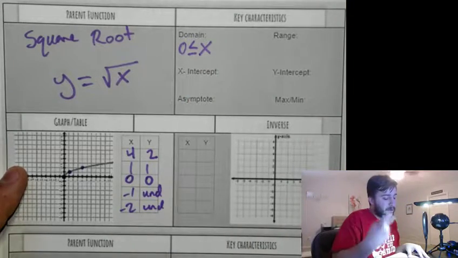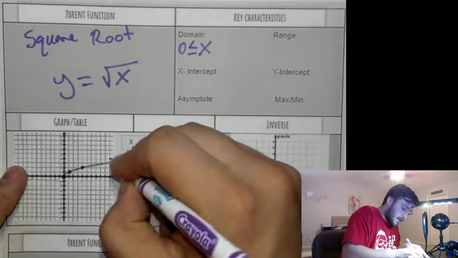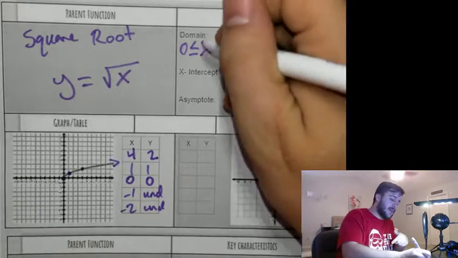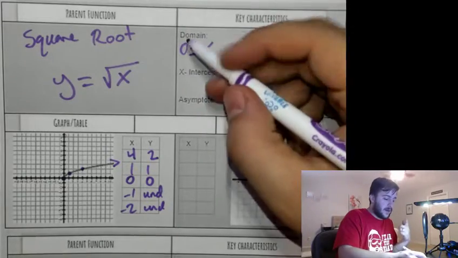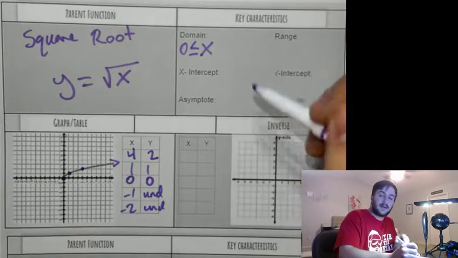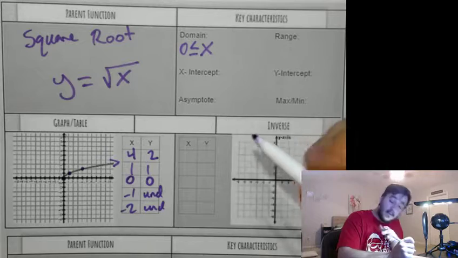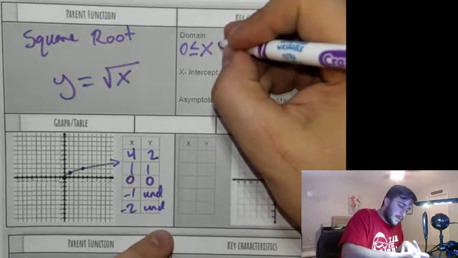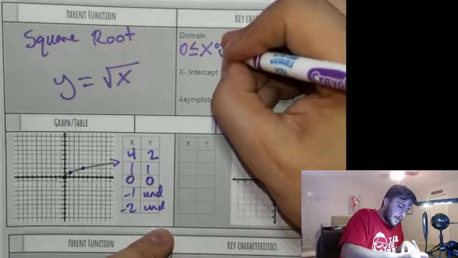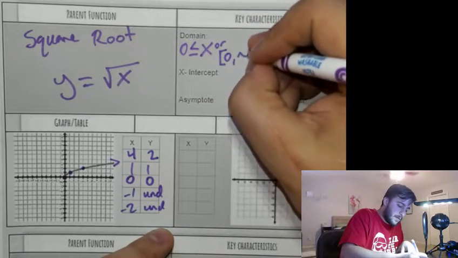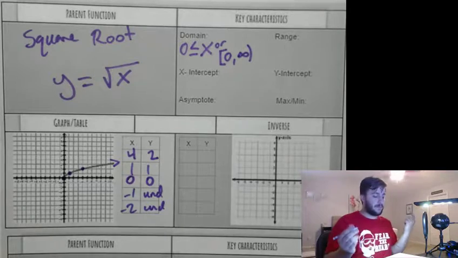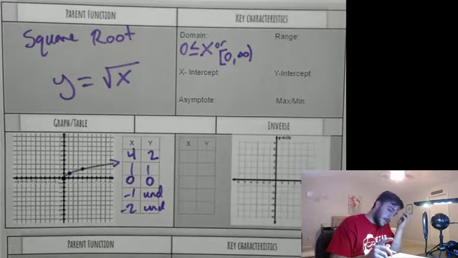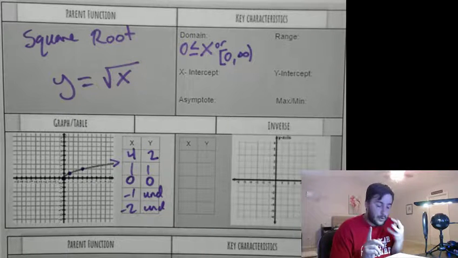Okay, and then I'd be thinking about what my biggest x would be. But there's not one. It's an arrow. It keeps going. It keeps going. So any x that's greater than or equal to 0, or 0 has to be less than or equal to x. So any of those x's that are bigger than 0, actually including 0, will work. Okay, the way that looks, or it would look like this: 0, comma, infinity. Okay, anything bigger than 0. Okay, range.